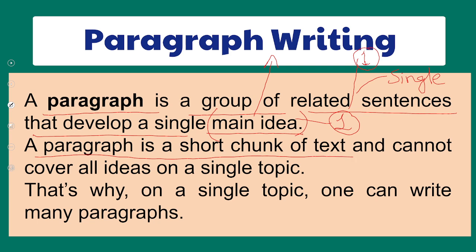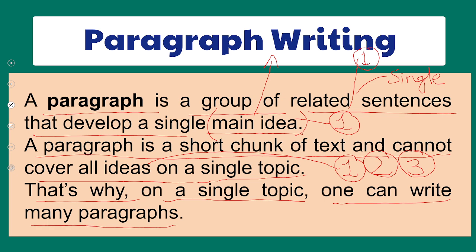A paragraph is a short chunk of text and cannot cover all ideas on a single topic. So when we cover one idea, it is one paragraph, and when we cover a second idea, it becomes the second paragraph, and when we cover a third idea on a topic, it becomes the third paragraph. This is how we can write multiple paragraphs on the same topic, like the example of corruption, or we can take the example of climate change. We can write on climate change in terms of deforestation, in terms of global warming, or with the idea of pollution. So there are a number of ways to write on a single topic. So this is how.